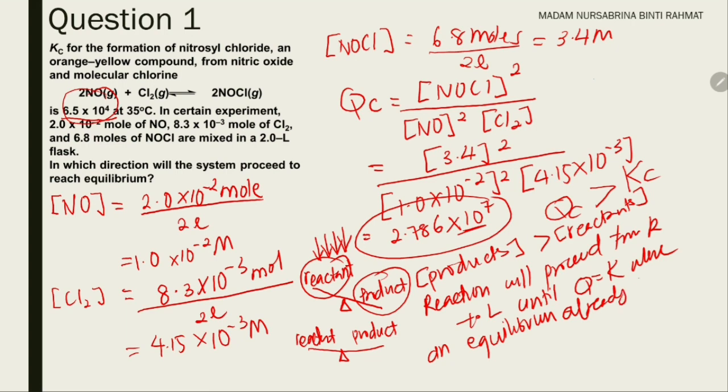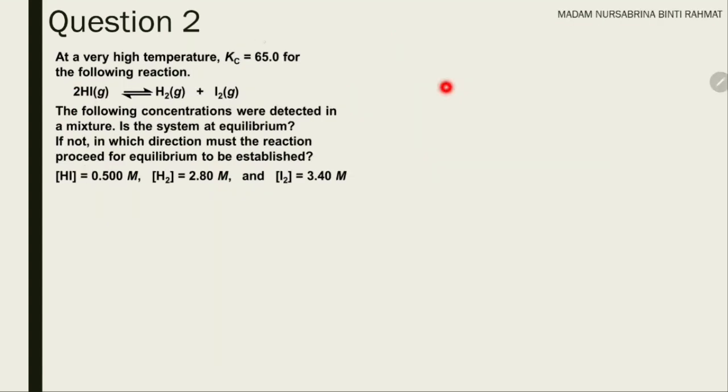So this is the standard answer that you need to write down whenever you are asked to predict the direction of equilibrium. You are given the Kc value to be 65.0 for the following reaction, in which hydrogen iodide decomposes to form hydrogen and iodine gas. The following concentrations were detected in the mixture, and the question asks whether the system is already at equilibrium, and if not, which direction the reaction must proceed for equilibrium to be established.